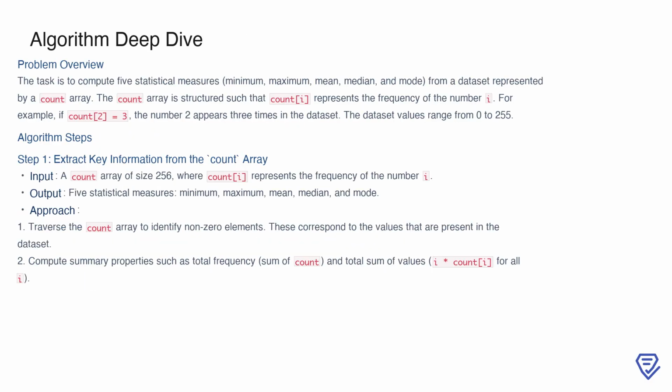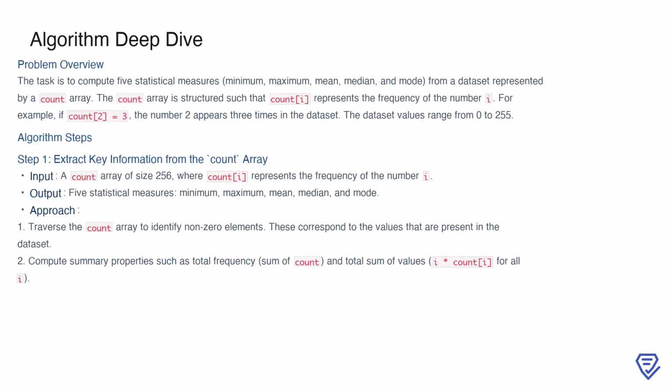To tackle this problem, we need to compute 5 statistical measures: the minimum, maximum, mean, median, and mode from a dataset represented by a count array. This array is structured so that each index represents a value, and the value at that index indicates how many times the number appears in the dataset. For instance, if count[2] equals 3, it means the number 2 appears 3 times. The dataset values range from 0 to 255, so the array has a size of 256.